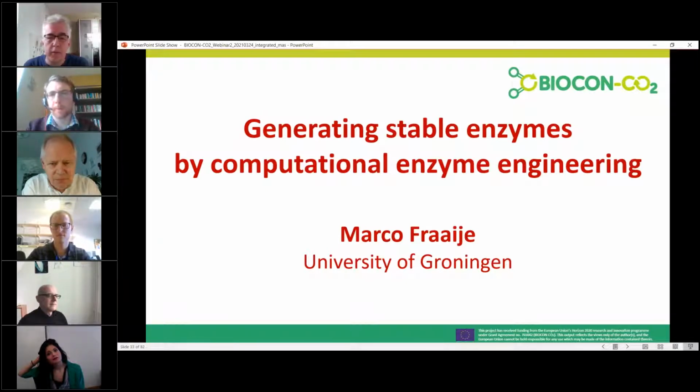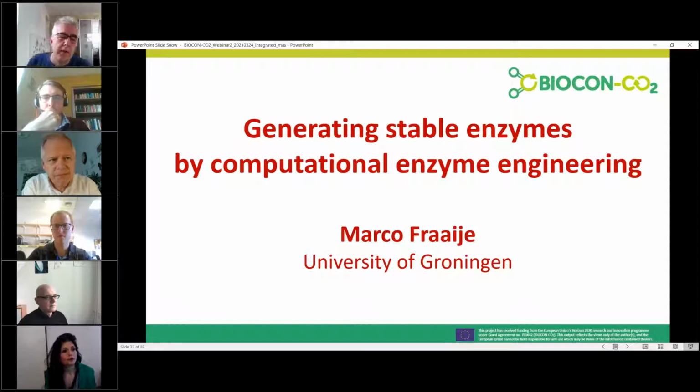In BIOCON-CO2, we have a role in engineering the enzymes that we see as interesting candidates for the project. And as Annabel and Tom both have already suggested, one of the challenges of using enzymes in industrial applications is their stability. And that's why we spent quite a bit of time in the last years to develop computational tools to come up with reliable tools to engineer stable enzymes.